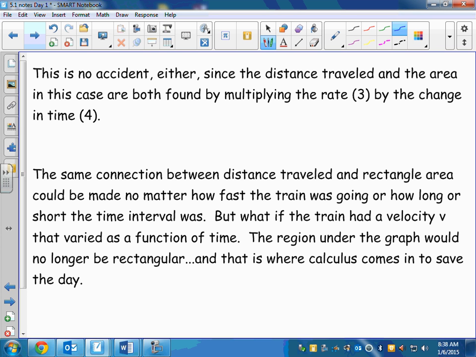But the big issue is, what if the velocity was not constant, right? What if the velocity was a formula like 7x squared? Then that's not going to make a geometric shape. That region under the graph would no longer be rectangular or any other geometric shape that we could use. And so that's where the calculus part comes in. To save the day, I wrote that part myself.